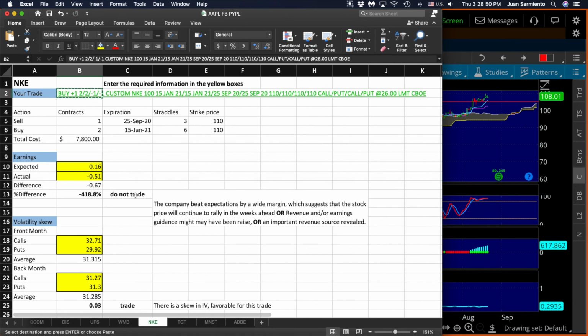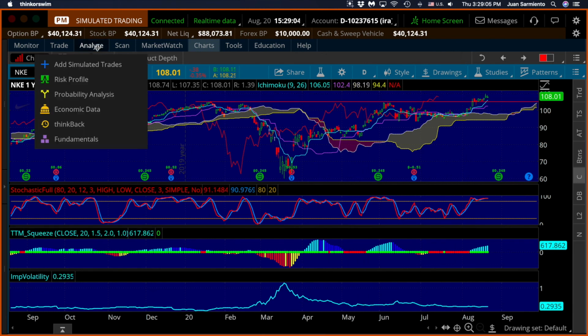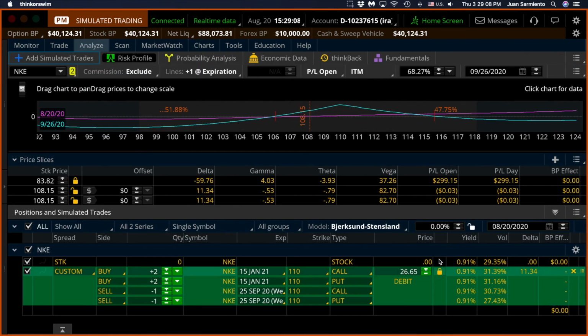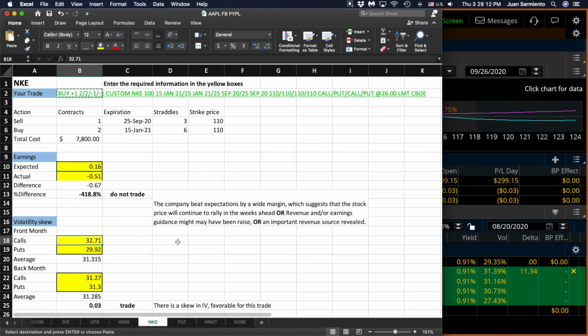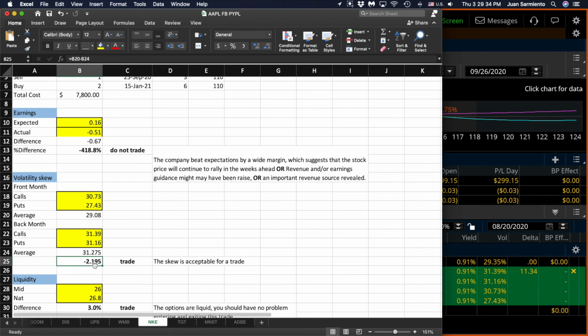Okay, so disregard this, simply do not trade, but you have to see what the other sources of revenues are, so that the stock is still going up or whether they set their guidance higher. Okay, let's look at the trade again, and here we have the implied volatility of the front and the back month. The front month is 30.73 versus 27.43. And the back month is 31.39 versus 31.16. And the difference, as you can see, is in absolute terms less than 3%, that is more than minus 3%. In other words, that skew is acceptable.